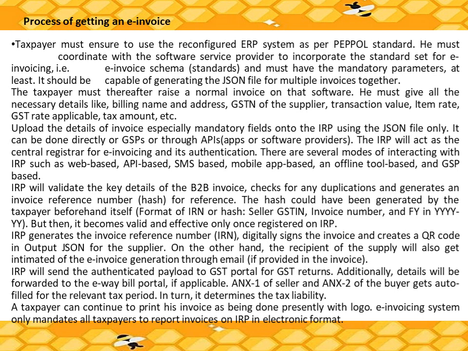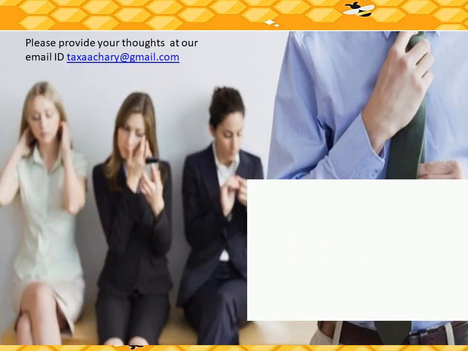A taxpayer can continue to print his invoice as being done presently with logo. E-invoicing system only mandates all taxpayers to report invoices on IRP in electronic format. Thus, here you can see the importance that the business is required to configure their invoicing system to the new e-invoicing system. I hope this video will help you to understand the process of e-invoicing and also the importance of updating your business system to the new e-invoicing era.